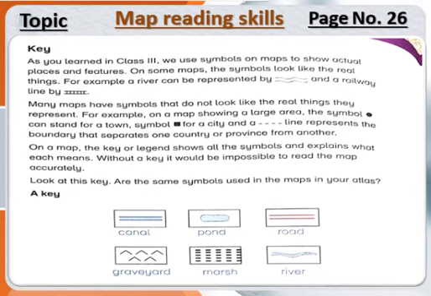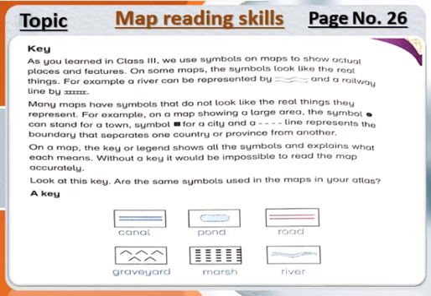Many maps have symbols that do not look like the real things they represent. For example, on a map showing a large area, the symbol dot can stand for a town. Symbol shaded square for a city and a dotted line represent the boundary that separates one country or province from another. On a map, the key or legend shows all the symbols and explains what each means. Without a key, it will be impossible to read the map accurately.